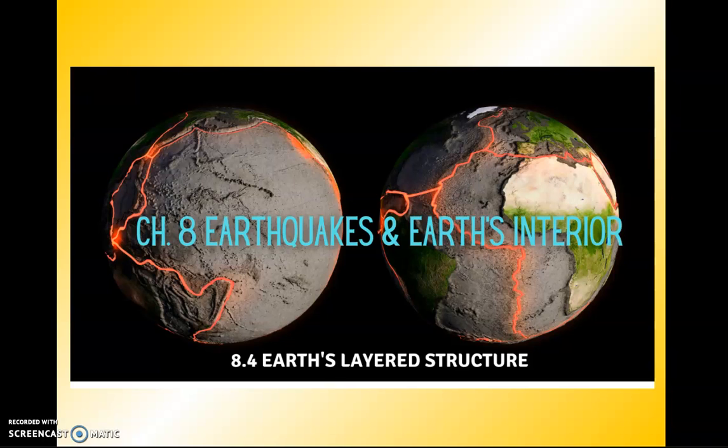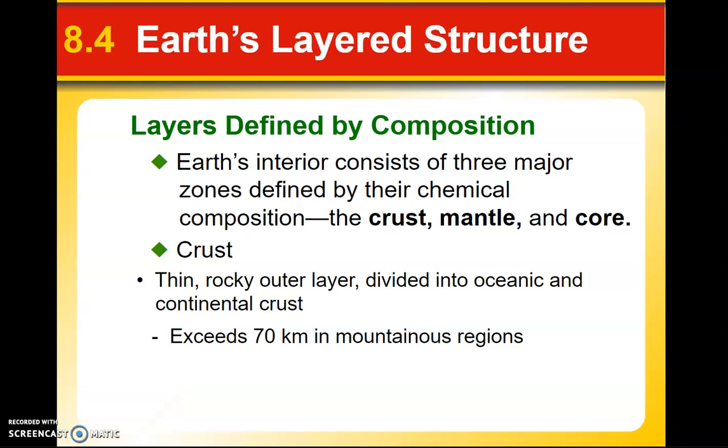Chapter 8, Section 4 is going to cover Earth's layered structure. Earth's layers are defined by their composition. Earth's interior consists of three major zones defined by their chemical composition: the crust, the mantle, and the core. The crust itself is a thin, rocky outer layer divided into oceanic and continental crust. It can exceed 70 kilometers in mountainous regions.